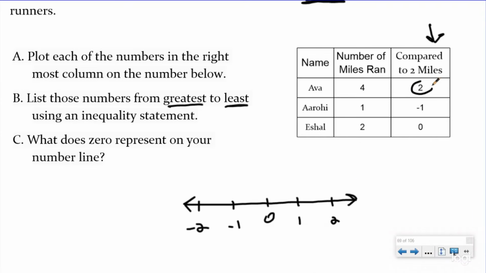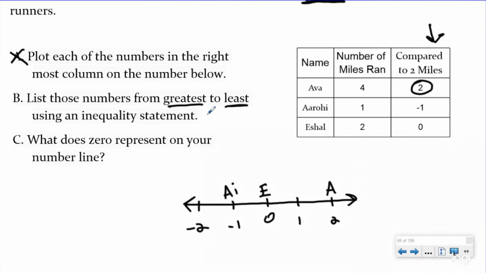So Ava was at a 2. So I'm going to put Ava right here, and I'll put an A above it. Arohi was at -1. So that's also A, but I'll put a row and then put I right here. Okay, Arohi was at -1. And Ishal, or E, was at 0. So now I've plotted each of the numbers on the rightmost column on the number line.